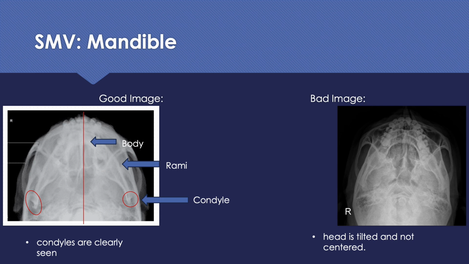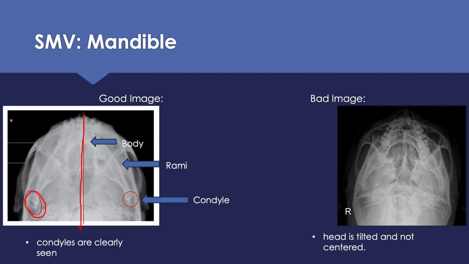In our good image, we can see the condyles clearly, right here. And the mid-sagittal plane is aligned to the long axis. Here we have the body, we have the rami, and the condyles, which is our main concern.